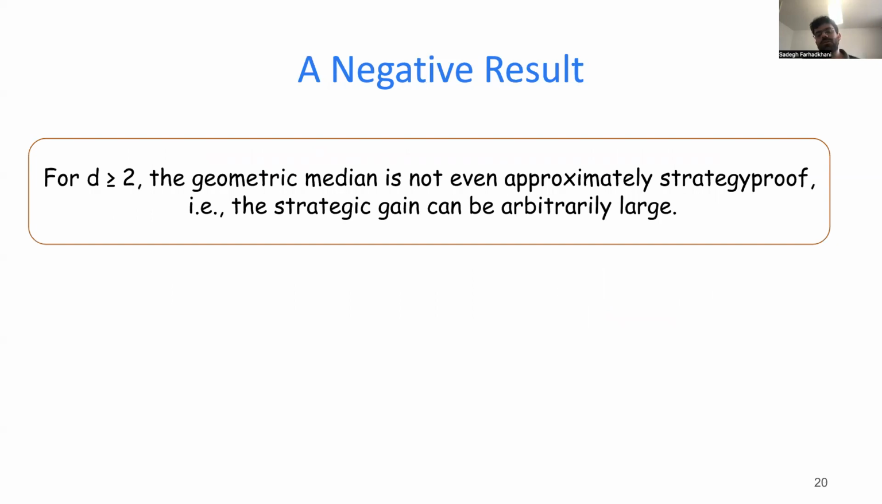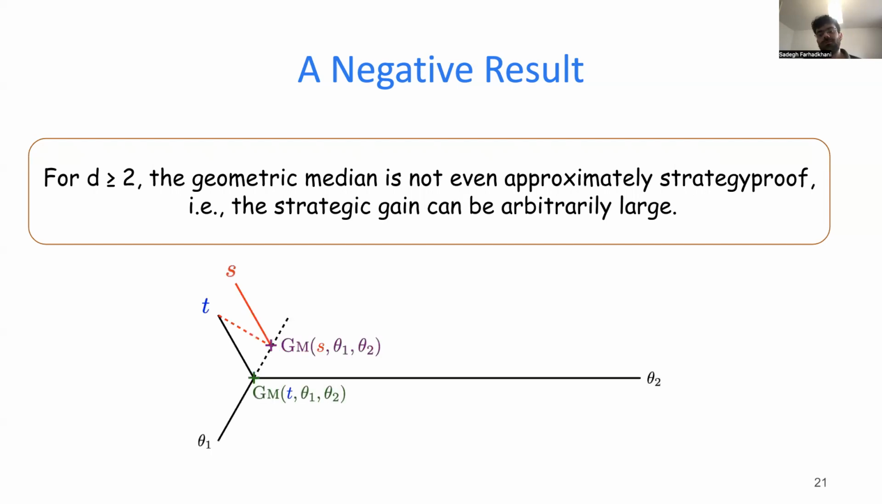The first result of our paper is actually a negative result, saying that if the dimension is greater than or equal to 2, the geometric median is not even approximately strategyproof, meaning that there is no bound on the strategic gain, and it can actually be arbitrarily large. The full proof of this theorem is quite complicated, and you can check it in the paper.